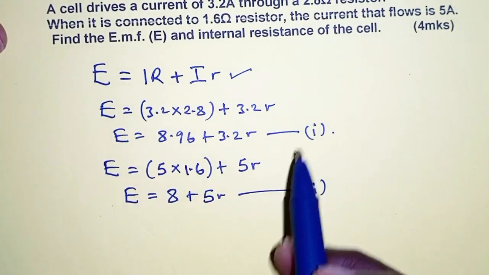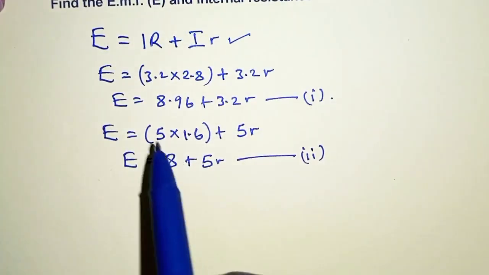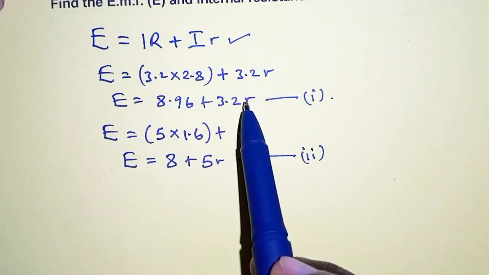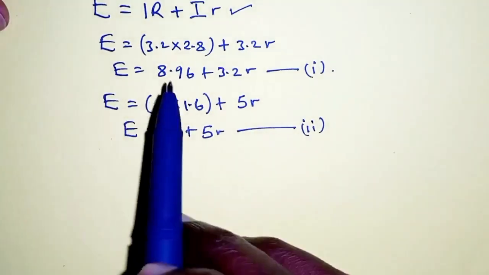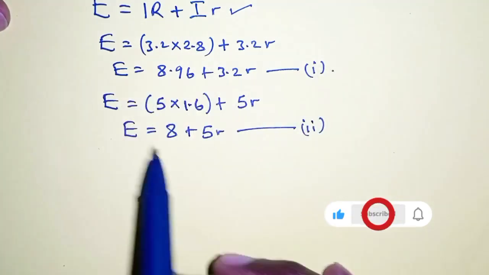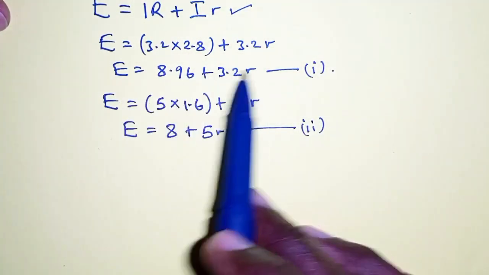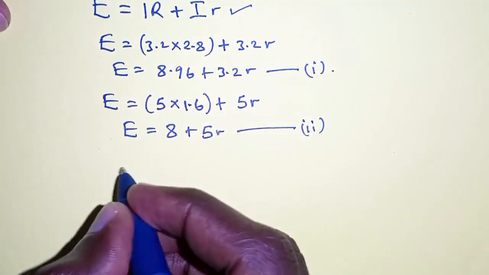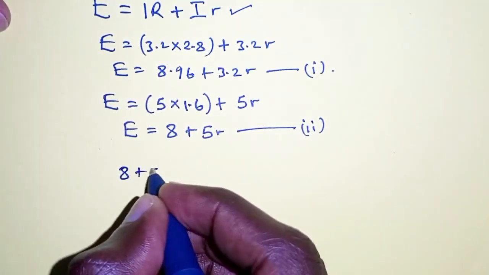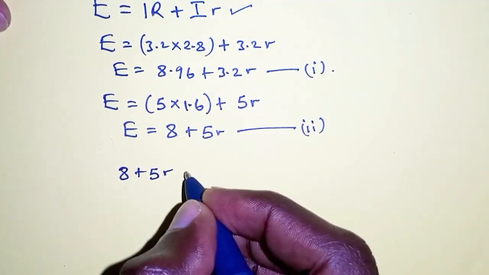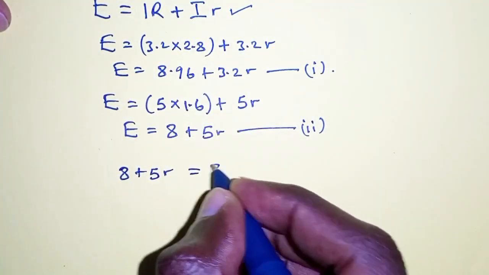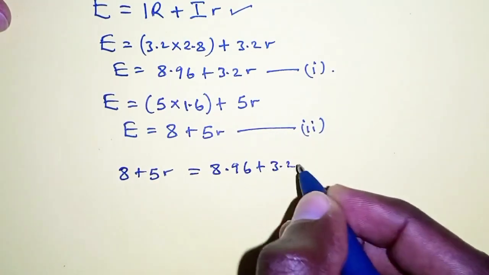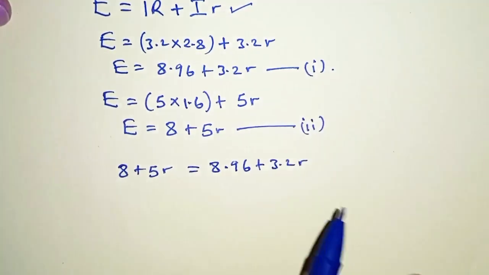So we're going to solve the two equations simultaneously in order to get electromotive force E and the internal resistance r. So because the two equations are both equated to E, that means we can equate the right-hand sides of the equations. So we have 8 plus 5r for the equation 2 equated to 8.96 plus 3.2r for the first equation.